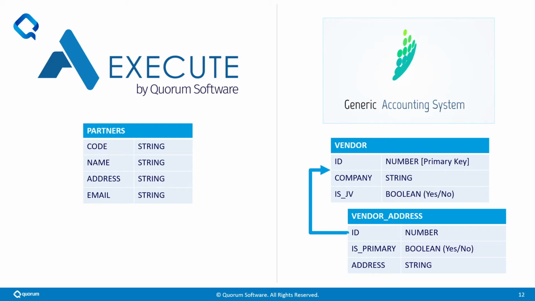The accounting system's vendor table isn't just joint venture partners, but it'll be all of the vendors that we deal with. So maybe there's a flag in there that says whether or not this particular record is a joint venture partner or not. We might also have support for multiple addresses. So we have a separate child table, the vendor address table, with one of those being marked as the primary address. Furthermore, maybe we've got some differences between the two systems. In Execute, the code or the unique ID is a string, and in the accounting system, it might be a number.